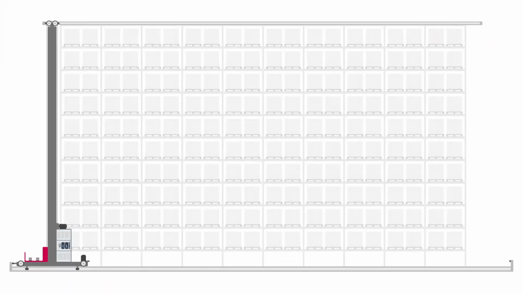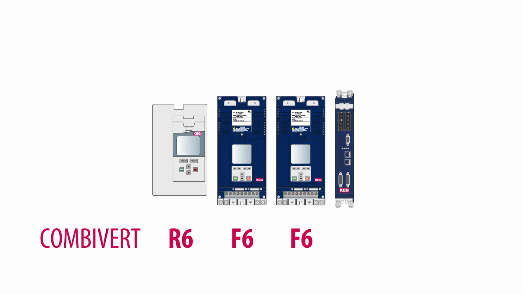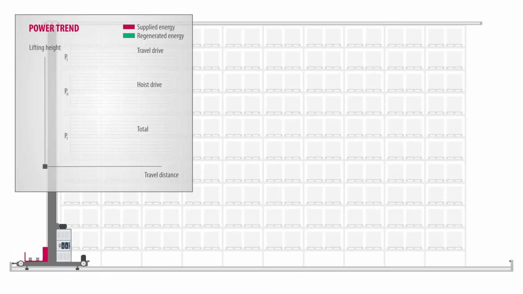Storage retrieval systems are applications in which KEB products are typically used, such as the COMBIVERT R6 for supply and regenerative energy, the F6 for hoist drive and travel drive axis, and the S6 for load handling devices. So what does the power trend look like when moving the storage retrieval system?